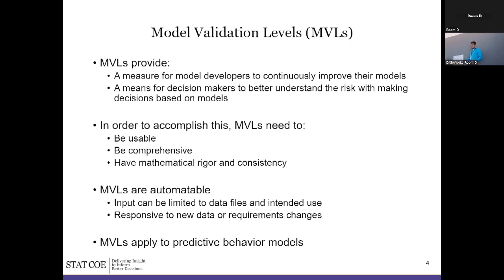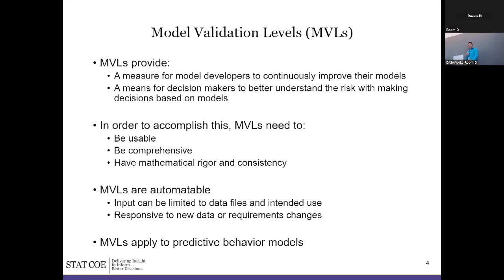Additional notes, they're automatable. This ties back to being usable. A lot of theory went into this, but ultimately we had a goal of keeping inputs very simple. So put in what your data is, put in what your scope is, and it will be objectively applied from there.